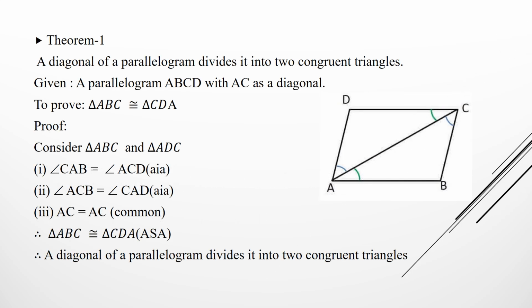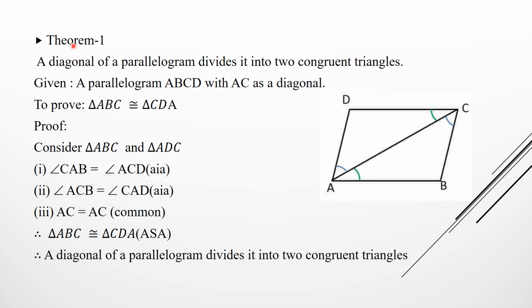Theorem number 1. A diagonal of a parallelogram divides it into two congruent triangles. So, let us draw a parallelogram ABCD and draw a diagonal AC. And we need to prove the two triangles are congruent to each other. That means the triangle ABC and the triangle ADC are congruent.